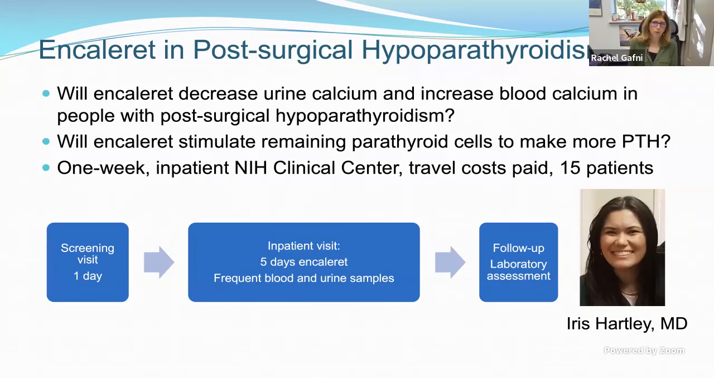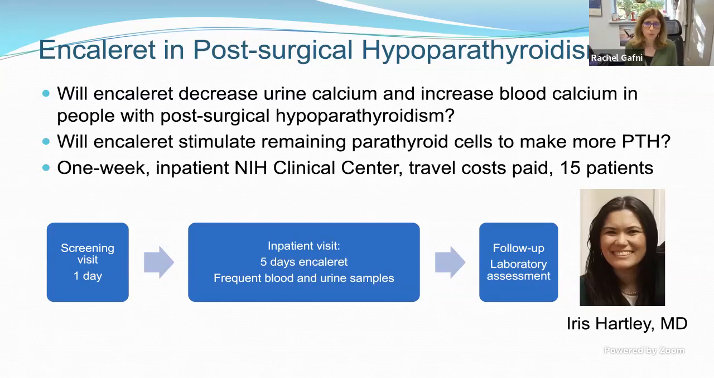But what about other forms of hypoparathyroidism? ADH1 is a really rare form, and most people with hypoparathyroidism have post-surgical hypoparathyroidism. So the question is, could you give Encalaret to a patient with post-surgical hypoparathyroidism to decrease the urine calcium and increase the blood calcium? Because patients with post-surgical hypoparathyroidism have normal functioning calcium sensing receptors in their kidney, but you could still trick it so that maybe the urine calcium wouldn't be so high.